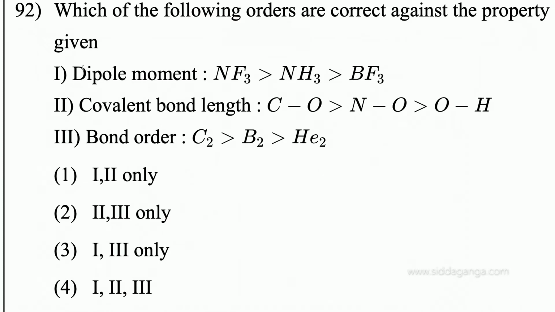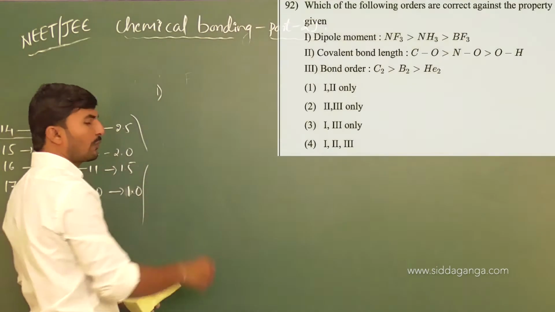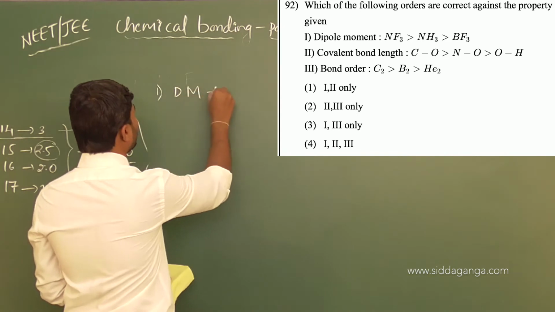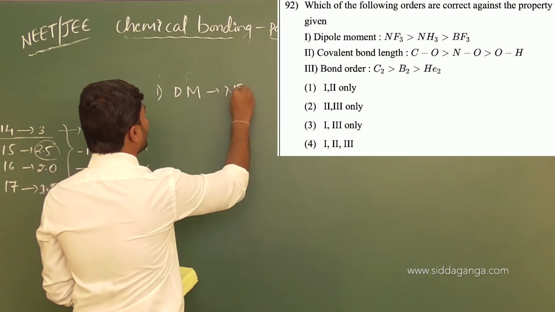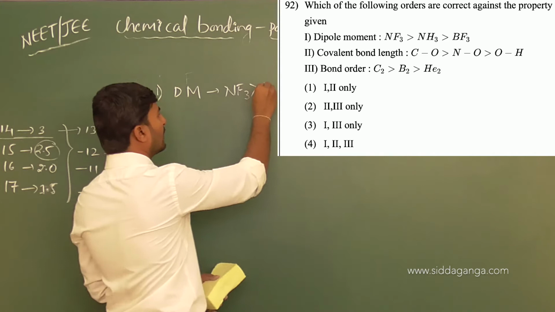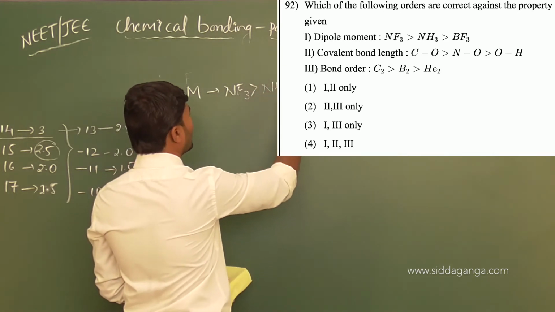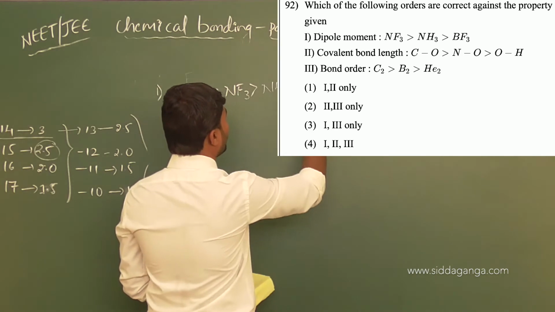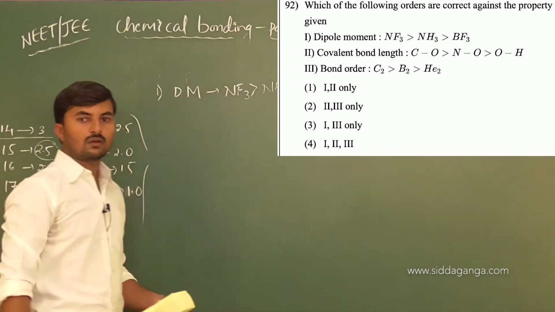Which of the following orders are correct against the property given? The first property is dipole moment. Dipole moments of NF3 greater than NH3 greater than boron trifluoride. Okay, next.